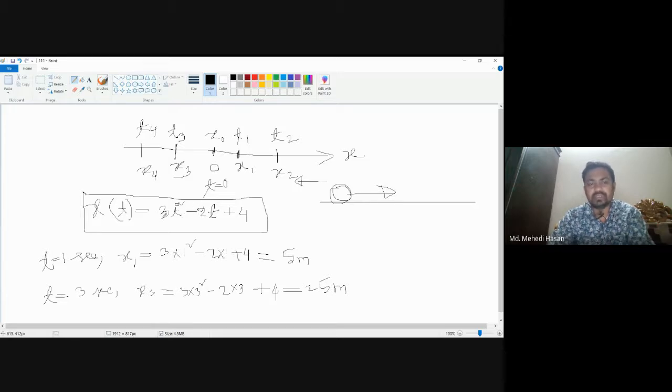So just the equation will be given. In the question, the equation will be given. So this is the way to find the position at a certain time. So this is mainly position. Now let's go to the next thing.